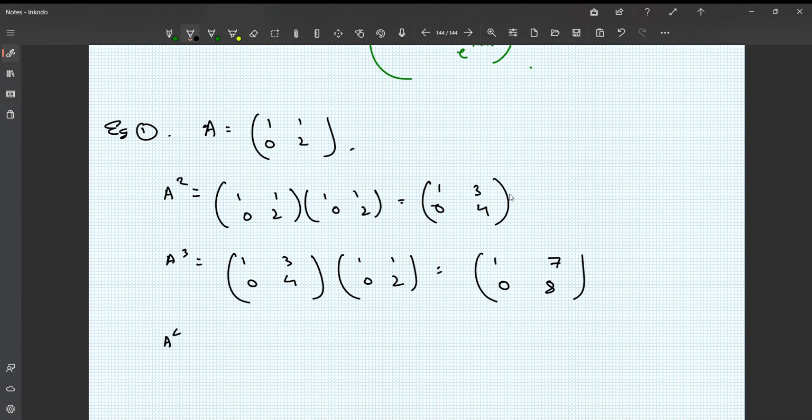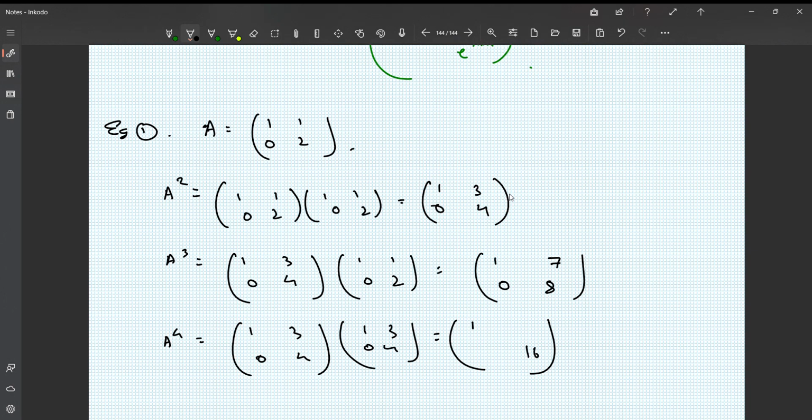Then what is A to the power 4? This will help us to construct the form. So it's A squared whole squared, right? We calculate it via this. So it's [1, 3; 0, 4] times [1, 3; 0, 4]. So it's 1 here, it's 16 here. And here you have 1 times 3 plus 3 times 4, so it's 15, right? And here 0.